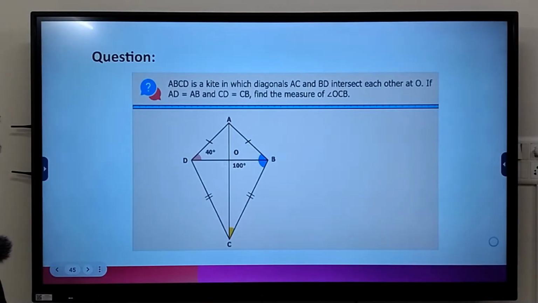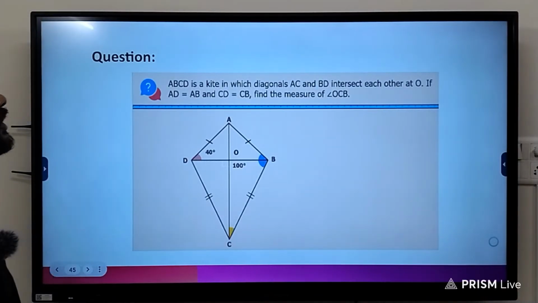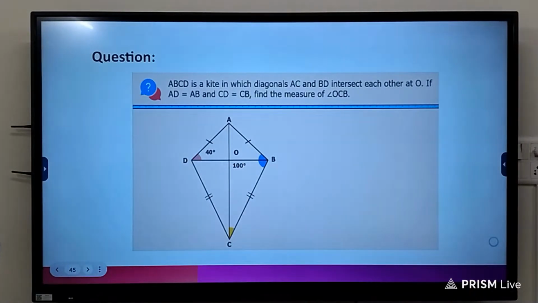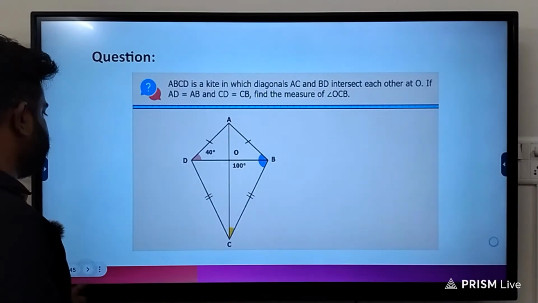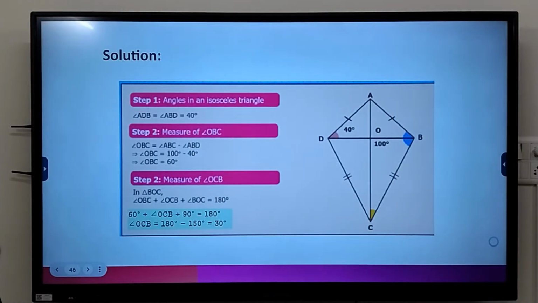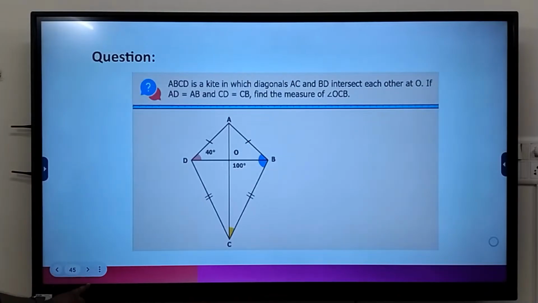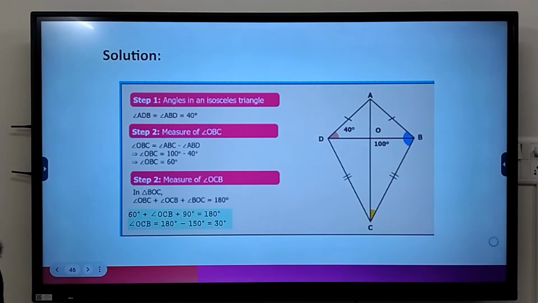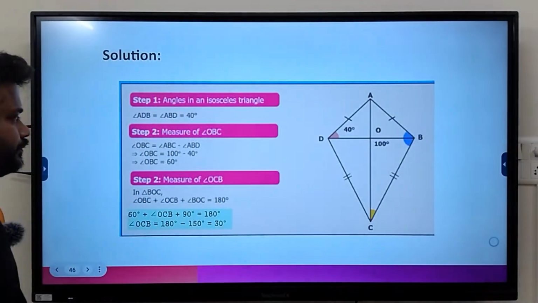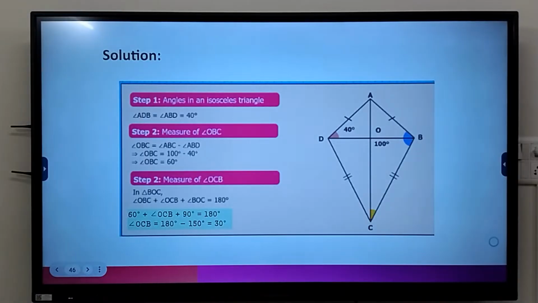Okay, the next question. ABCD is a kite in which diagonals intersect at O. If AD equals AB and CD equals CB, find the measure of OCB. To find OCB, we already know the angles in an isosceles triangle, this is already given. Now we have to measure OBC.